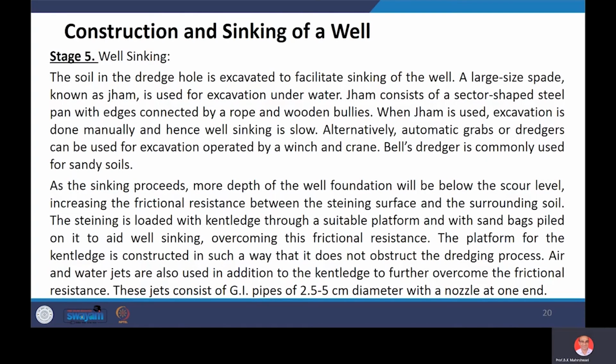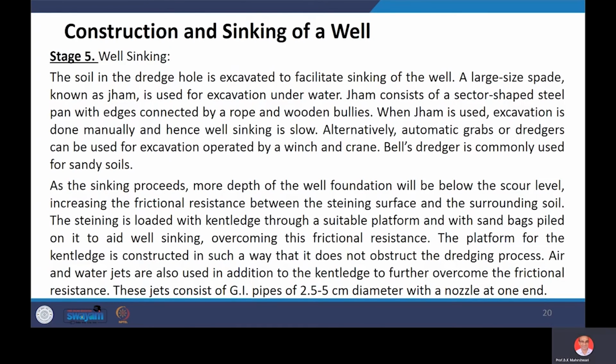As the sinking proceeds, more of the depth of the well foundation will be below the scour level, increasing the frictional resistance between the steining surface and the surrounding soil. The steining is loaded with what are called kentledge, through a suitable platform and with sandbags piled on it, to aid well sinking by overcoming this frictional resistance. The platform for the kentledge is constructed in such a way that it doesn't obstruct the dredging process.